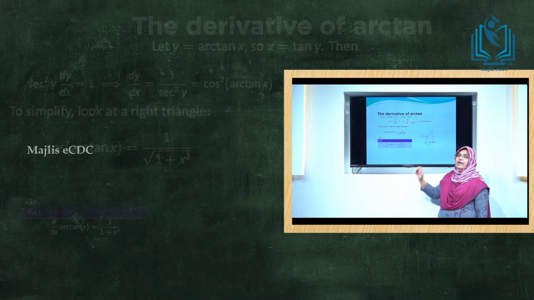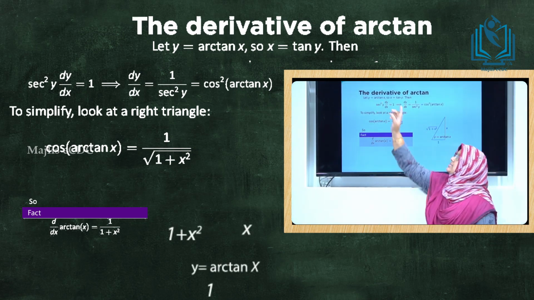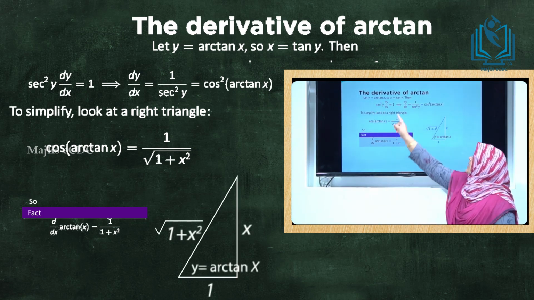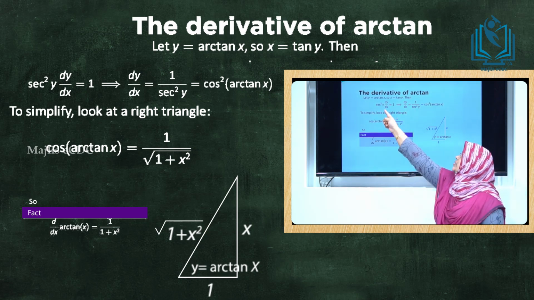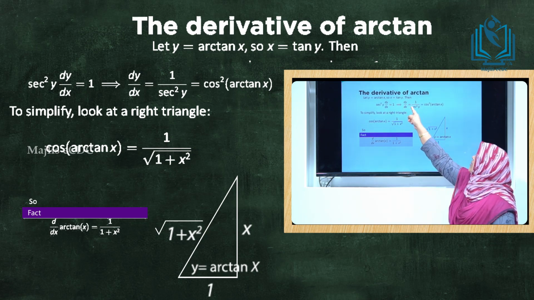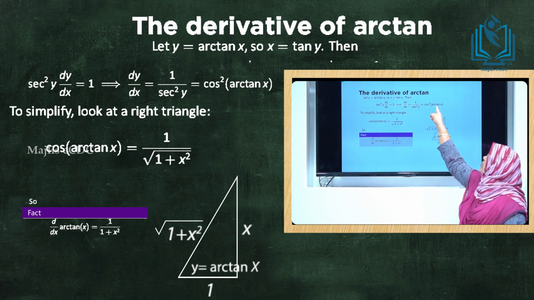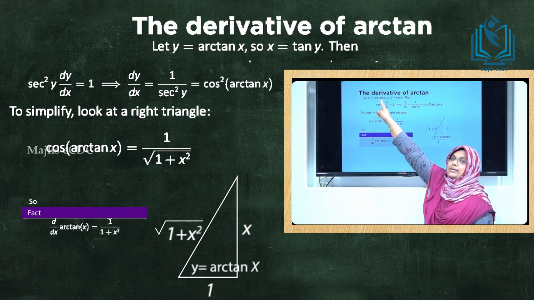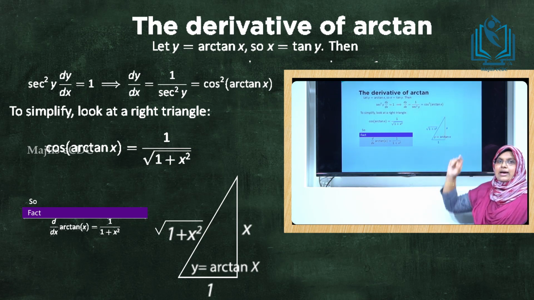The derivative of arctan or tan inverse x. So, let y = arctan x. Thus, x = tan y. Differentiating both sides, sec² y · dy/dx = 1, which implies dy/dx = 1/sec² y. That is 1/sec² y = cos²(arctan x). That is dy/dx = cos²(arctan x).